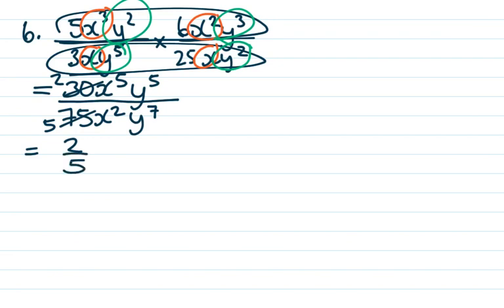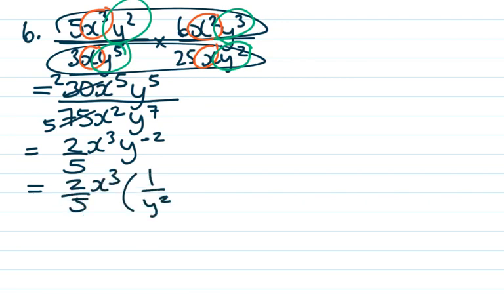Then I have x to the power of 5 and x to the power of 2, which I can subtract. So that will leave me with x to the power of 3. And then I have y to the power of 5 minus y to the power of 7, which is y to the power of negative 2, equals 2 over 5 x cubed times 1 over y squared equals 2x cubed over 5y squared.